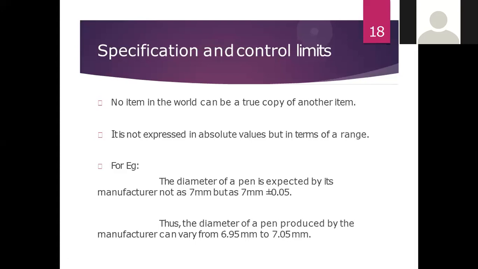So they don't worry about it. That is the range they are giving. So what is the range? It can vary from 6.95 millimeter to 7.05 millimeter. So within this range, a pen's diameter will be there.